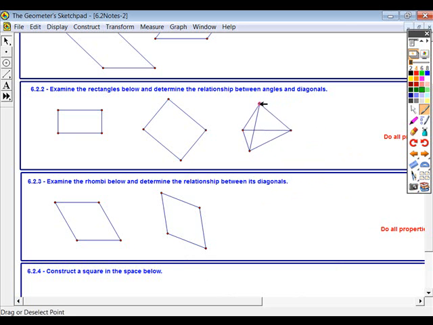Any of these would all be examples of a quadrilateral with equal diagonals, right? So it doesn't have to be anything specific. However, if those diagonals happen to be exactly the same, then you would be dealing with a rectangle.